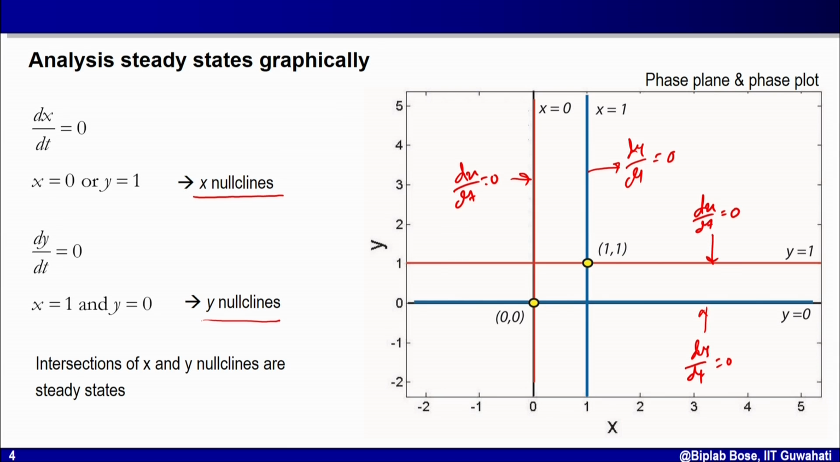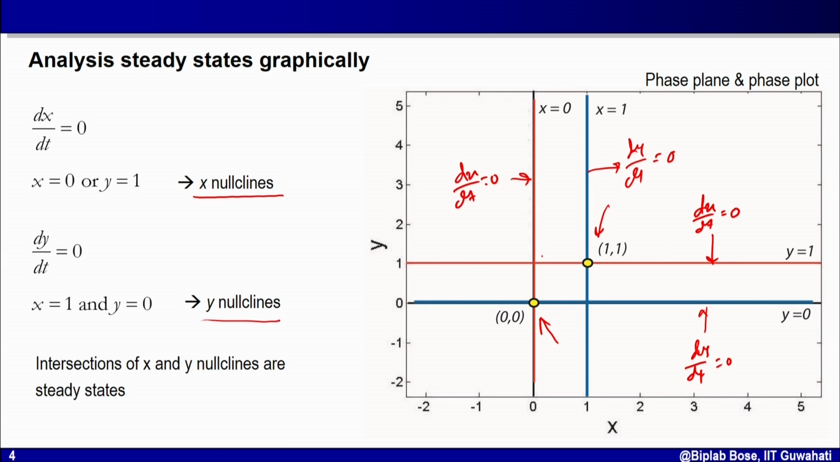So I have 4 null lines: 2 x null lines shown by red colored lines, 2 y null lines shown by blue colored lines. Now let us see where x null line and y null line intersect. I have 2 points where these blue and red lines are intersecting. One is (1, 1) shown by this yellow dot. Another one is this (0, 0).